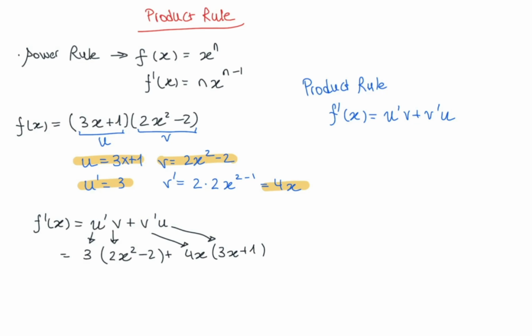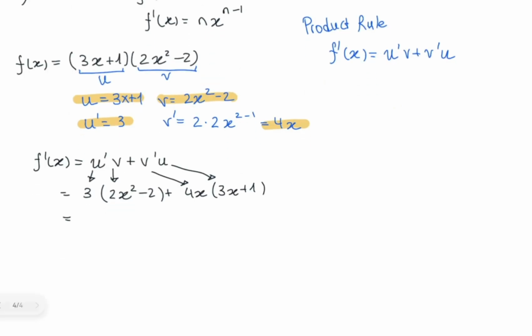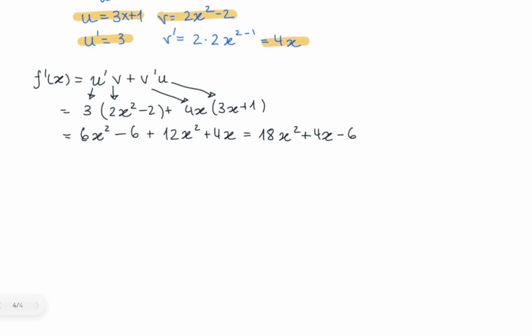And that's it. Now, of course, we can expand it, where it will give us 6x squared, because 3 times 2x squared. 3 times negative 2 is negative 6, plus 4x times 3x is 12x squared. 4x times 1 is 4x. And now we combine like terms, so 6x squared plus 12x squared gives us 18x squared plus 4x minus 6. This is our final answer.